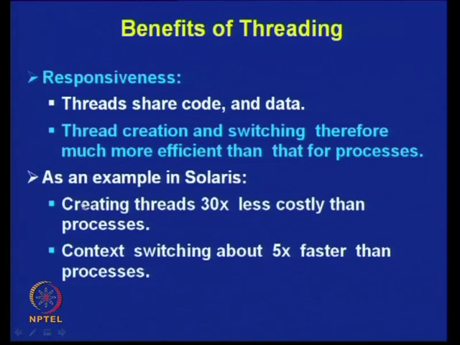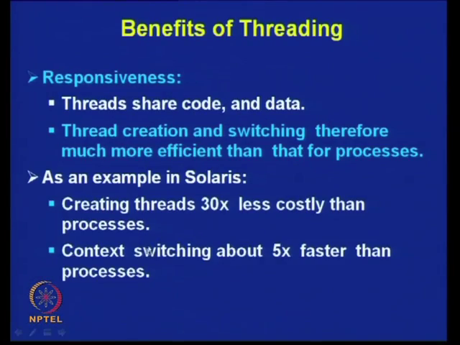the thread creation and switching is much more efficient. As an example, if you look at the threads supported by the Solaris operating system, it has been found that creating threads is 30 times less costly than processes, and context switching is about 5 times faster than processes. That means creation of a thread is much more efficient, and switching from one thread to another thread is also much more efficient. This gives you the benefit of multi-threading compared to multi-processing.